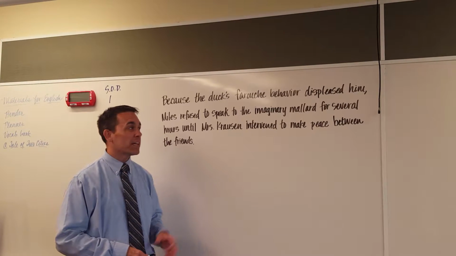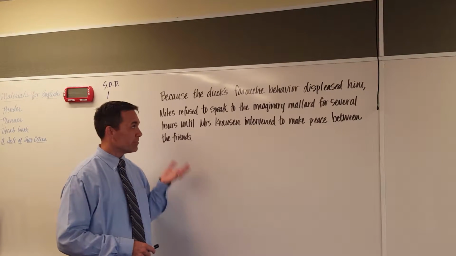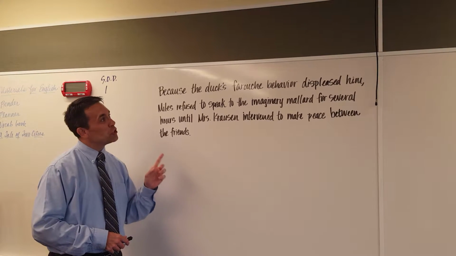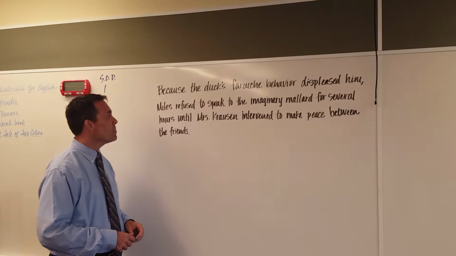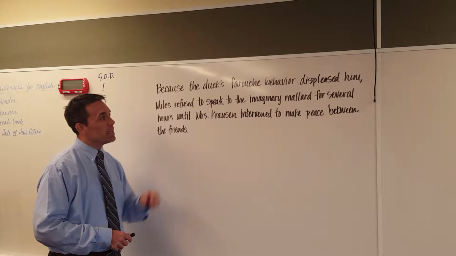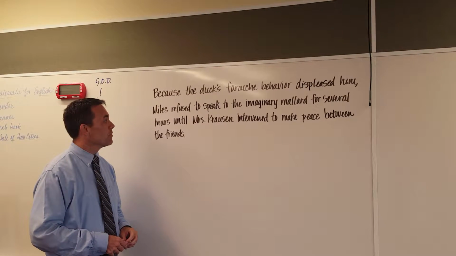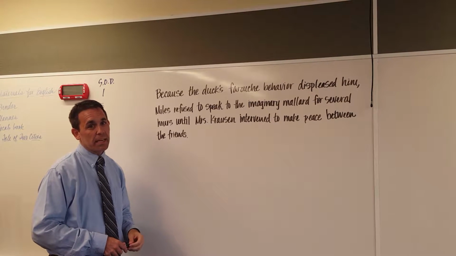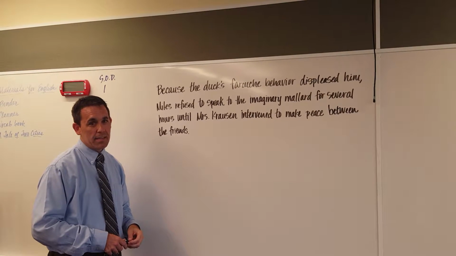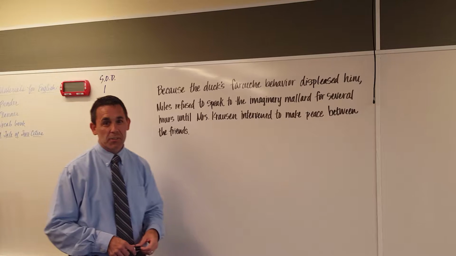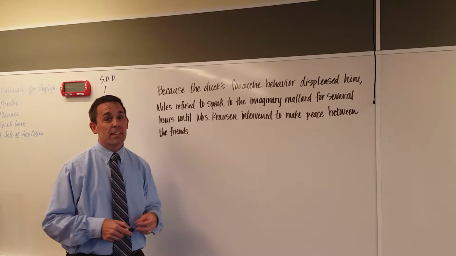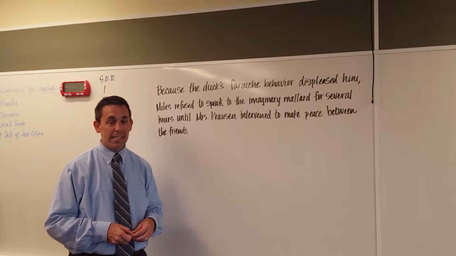So I've selected a very complicated sentence. Look with me at the sentence. Because the duck's farouche behavior displeased him, Miles refused to speak to the imaginary mallard for several hours until Mrs. Crowson intervened to make peace between the friends. Obviously kind of a nonsensical sentence, but it gives us a great opportunity to look at some specific things that we've been looking at in class.